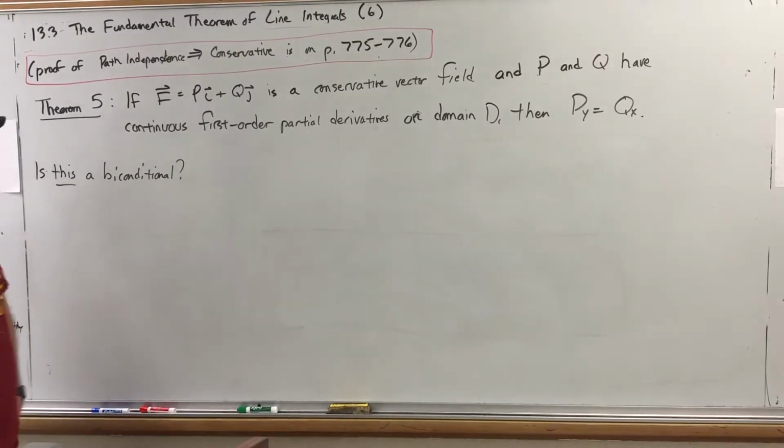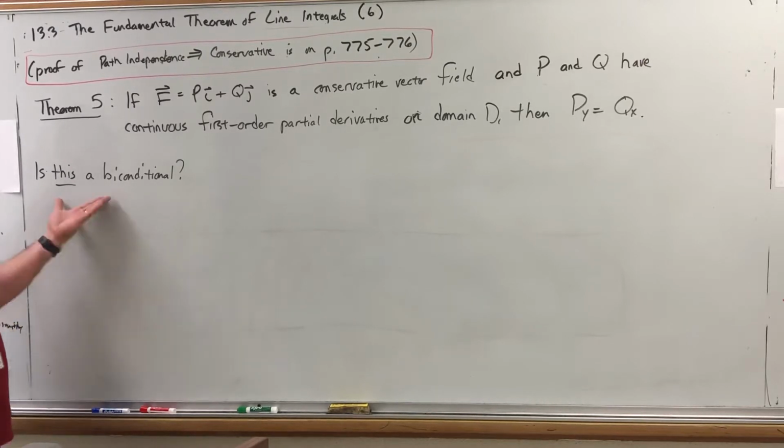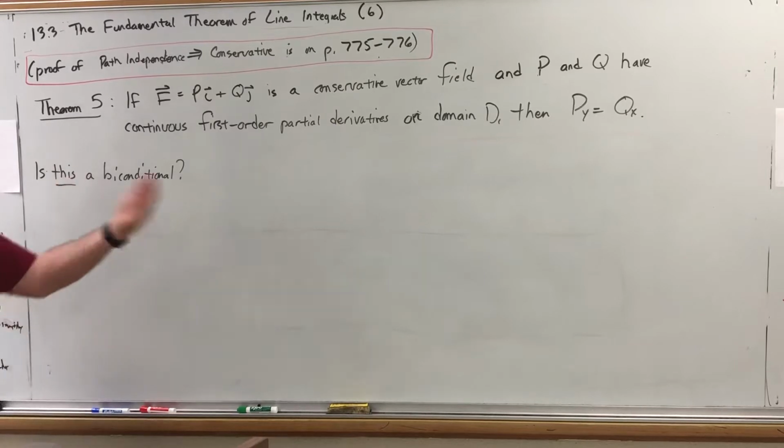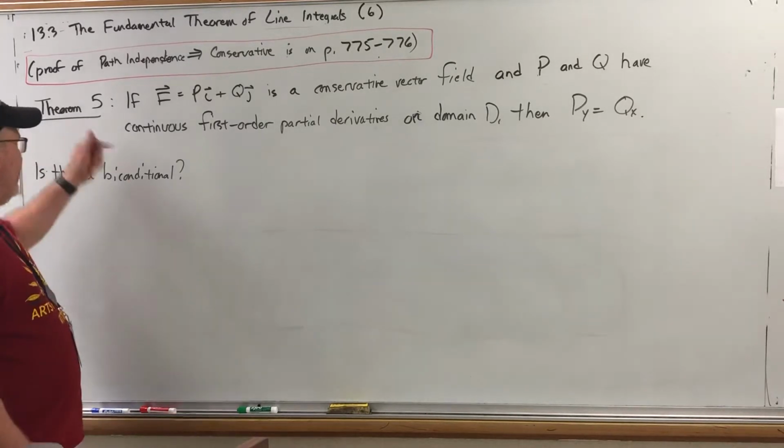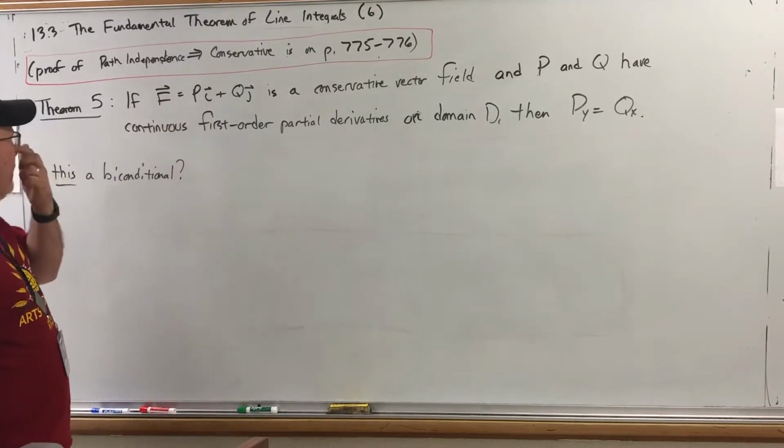I like to start concluding this series of videos by getting back to the original question about answering when you are a conservative vector field. Now, if you look closely at this theorem, we're starting out by assuming we have a conservative vector field, but along the lines of what we've seen previously, we're going to follow up with, is this a biconditional, meaning does it work in both directions? But let's talk about this one first because it's easy to prove.